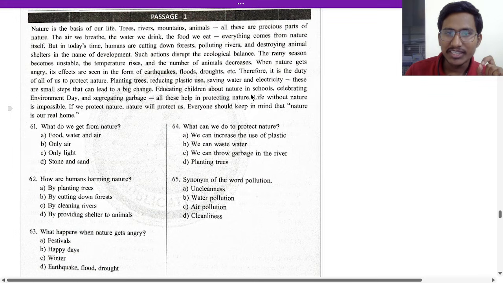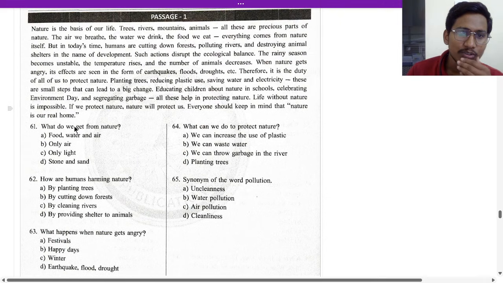Educating children about nature in school, celebrating Environment Day and segregating garbage, all these help in protecting nature. Life without nature is impossible, right? So if we protect nature, nature will protect us. Everyone should keep in mind that nature is our real home.